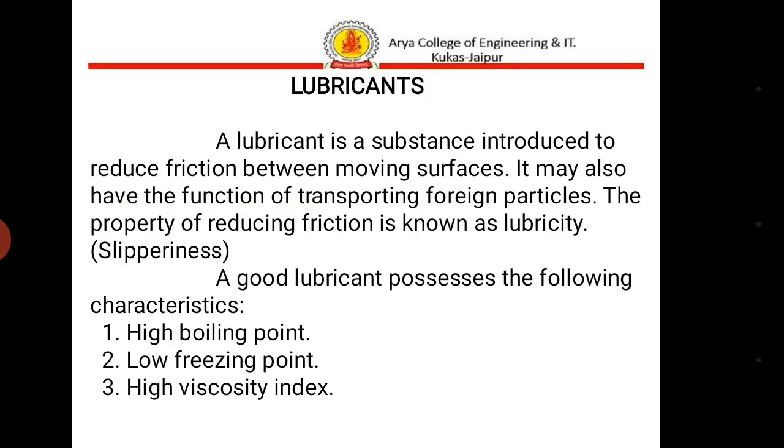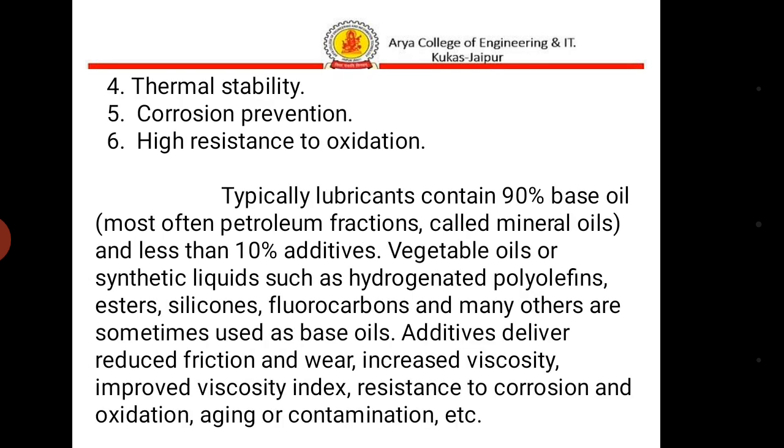So what is lubricant? A lubricant is a substance which reduces friction between two moving surfaces. The property of reducing friction is known as lubricity. A good lubricant possesses the following characteristics: high boiling point, low freezing point, high viscosity index, thermal stability, corrosion prevention, high resistance to oxidation.